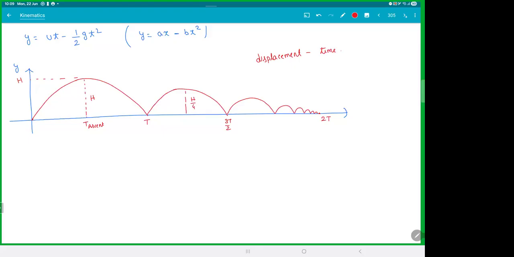What is the difference between distance and displacement then? The distance is always an increasing function, right? So distance can never decrease. That's the first thing you need to understand. So whether you go up or you come down, it should be always increasing. Distance is an increasing function. So in a graph, you can never have negative slope. Slope is always positive.